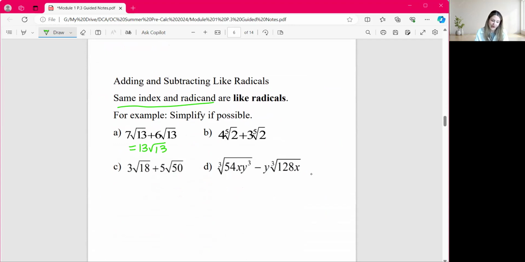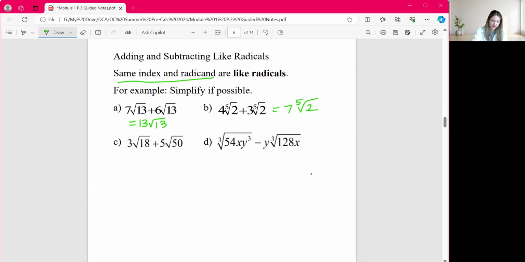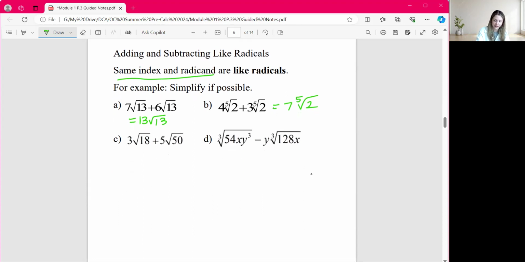Let's check out B. We have the same index and we have the same radicand. So we're going to do 4 plus 3. That's going to give us 7, the 5th root of 2. Notice in C, I have the same index. Can I get the same radicand? So we're going to do a factor tree and see if we can rewrite that square root of 18 and square root of 50 with the same radicand.